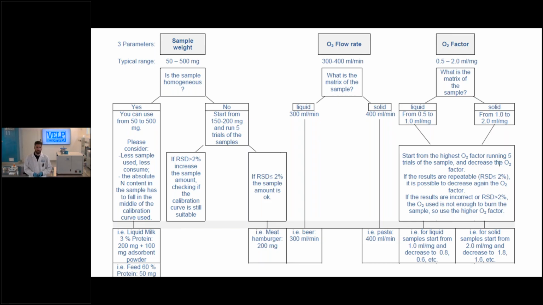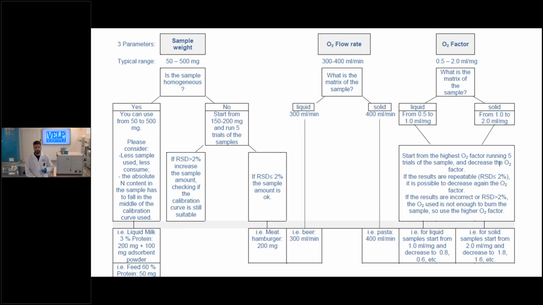The first, the sample weight, depends on the homogeneity of the sample. So if the sample is homogeneous, you can start from 50 milligrams of sample, perform 5 replicas, and see if the RSD is lower than 2%. Otherwise, if the sample is not homogeneous enough, we recommend to start from 150 or 200 milligrams. So again, perform 5 trials, and if the RSD is lower than 2%, the sample amount is okay. Otherwise, if the relative standard deviation is over the set value, increase the sample amount.